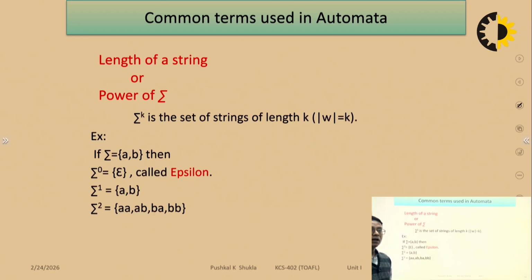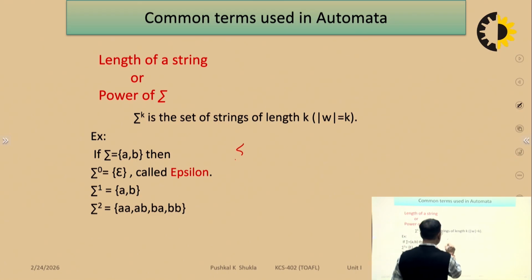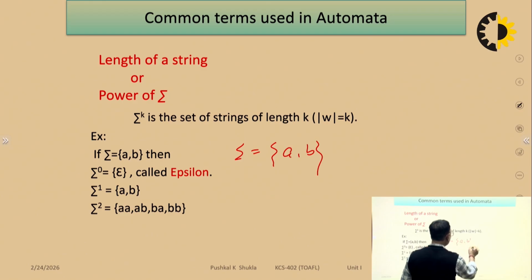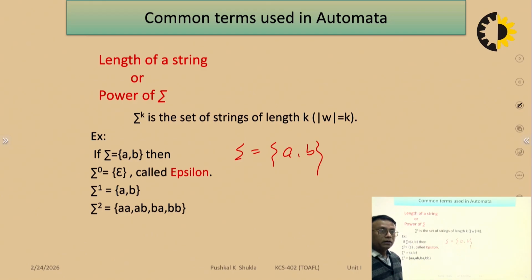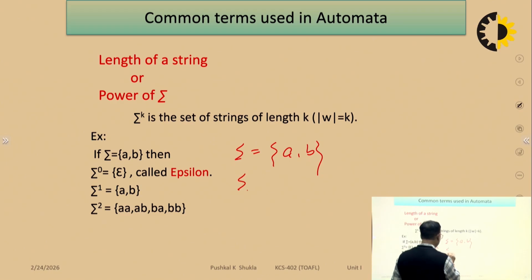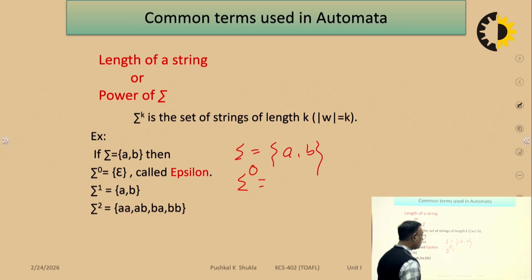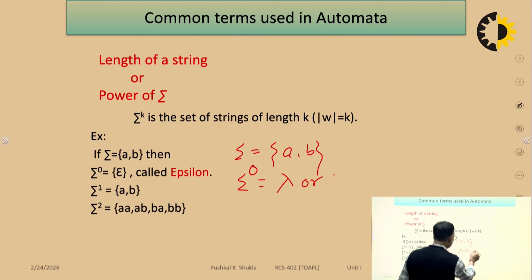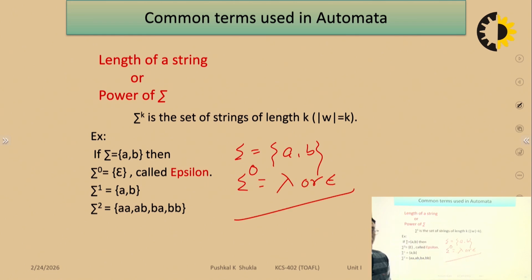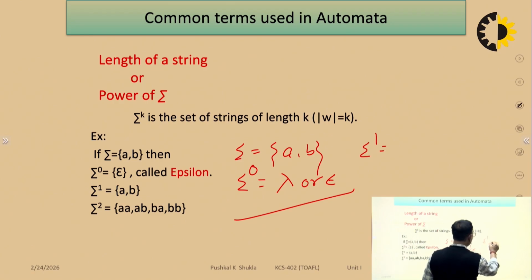Next, length of a string. Here we are talking about sigma power. For example, if sigma equal to {A, B}, two symbols are there, then we can say sigma power 0 equals lambda or epsilon, that is the empty string. Sigma 1 equals A and B.